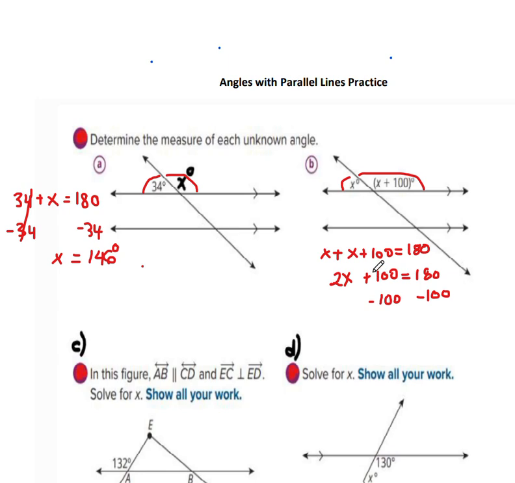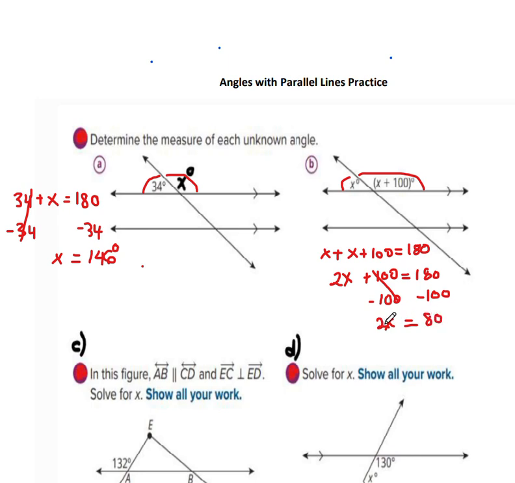So 100 minus 100 here is 0, so this will be gone. And I'd just be left with 2x on the left-hand side of the equation. And 2x is going to be equal to 180 take away 100, which is going to be 80.